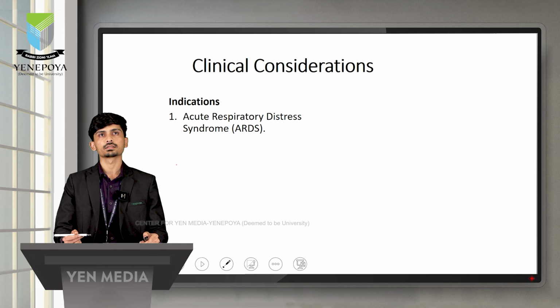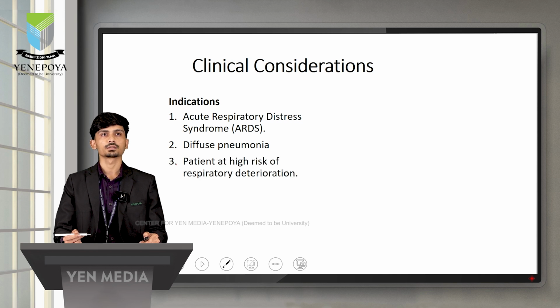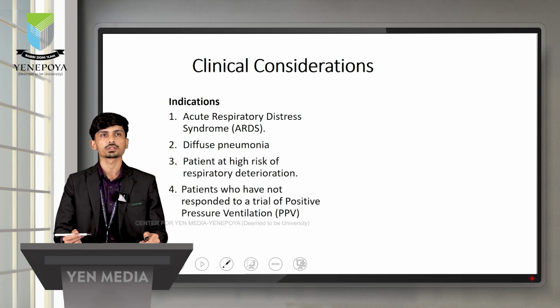Let us move on to clinical considerations. So when do you start a patient on this mode? That is nothing but indications. Primarily this mode is designed for serious type 1 respiratory failure patients like acute respiratory distress syndrome, also diffuse pneumonia, patients who are at high risk of respiratory deterioration, and patients who have not responded to a trial of positive pressure ventilation, and also patients who were trained on prone positioning ventilation but it was unsuccessful. Some of the patients who are not indicated for prone positioning ventilation can also be started on this mode of ventilation.